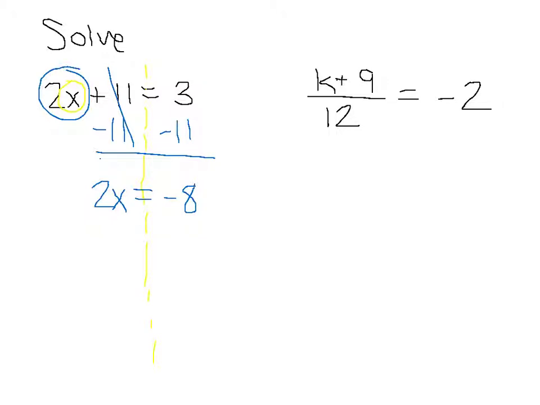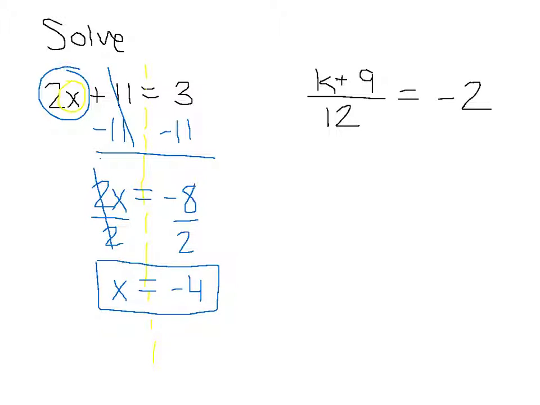Now I'm going to go to what's next to my x, which is 2. I'm technically multiplying 2 times x right here on the left-hand side. The opposite of multiplication is division, so I'm going to divide both sides by 2. These divide to become 1x, or just x. It's the same thing. Negative 8 divided by 2 is negative 4. And that's my final answer.